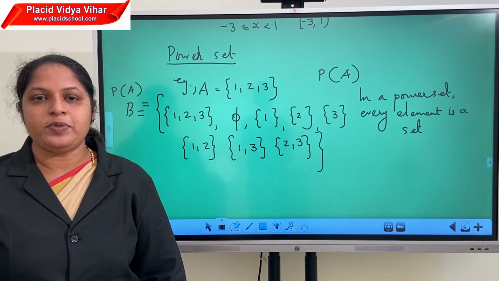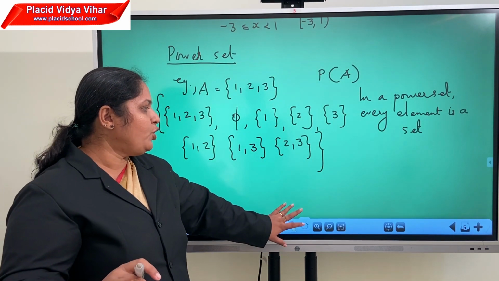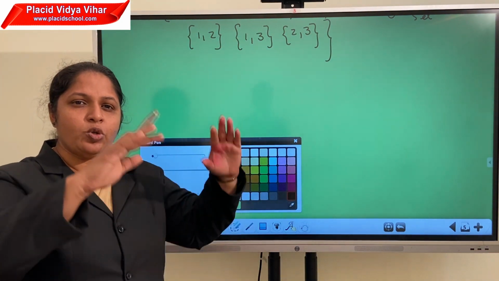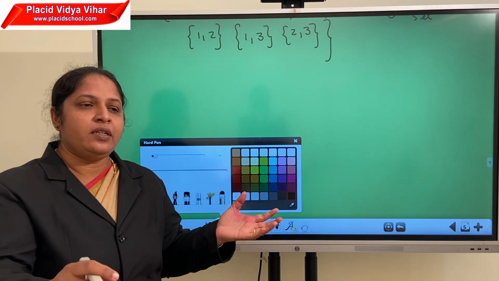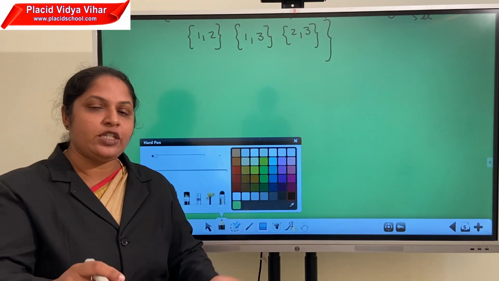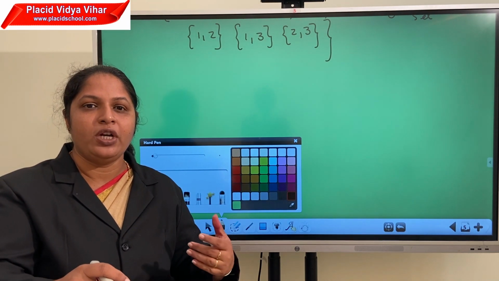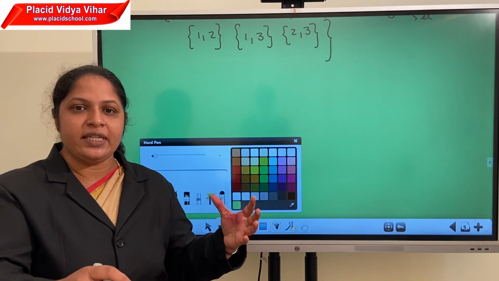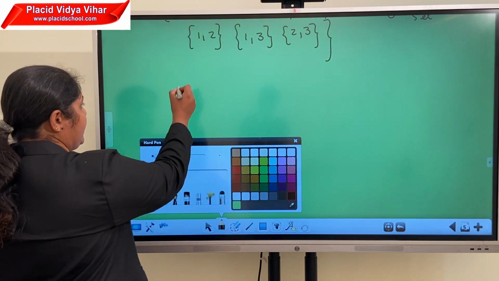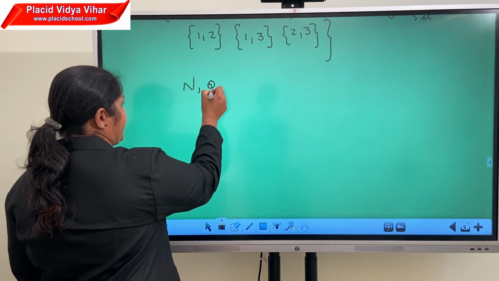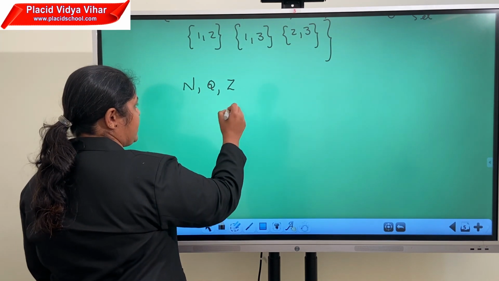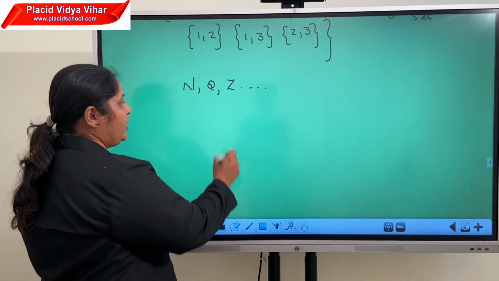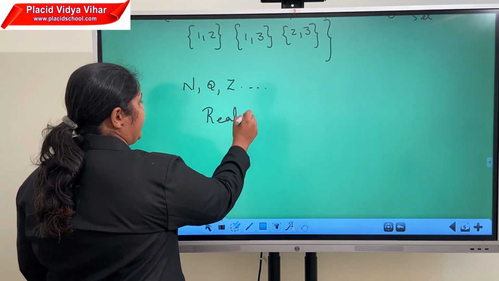Now we'll move on to the concept of universal set. What is a universal set? What does the word universal mean? Universal means the biggest one. So when we consider different sets, let it be the set of natural numbers, the set of real numbers, the set of rational numbers, or the set of integers, which can be a universal set of all these? Can it be the set of real numbers?